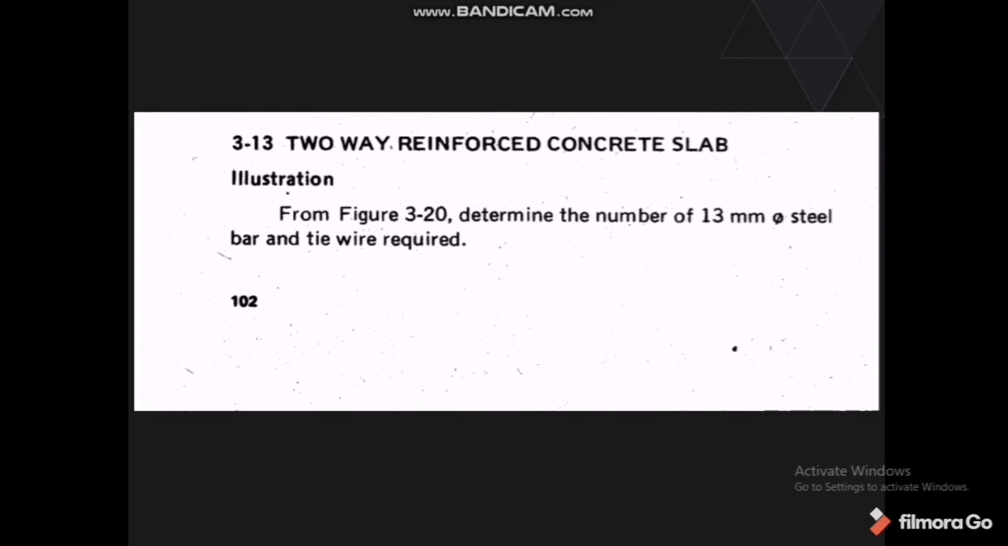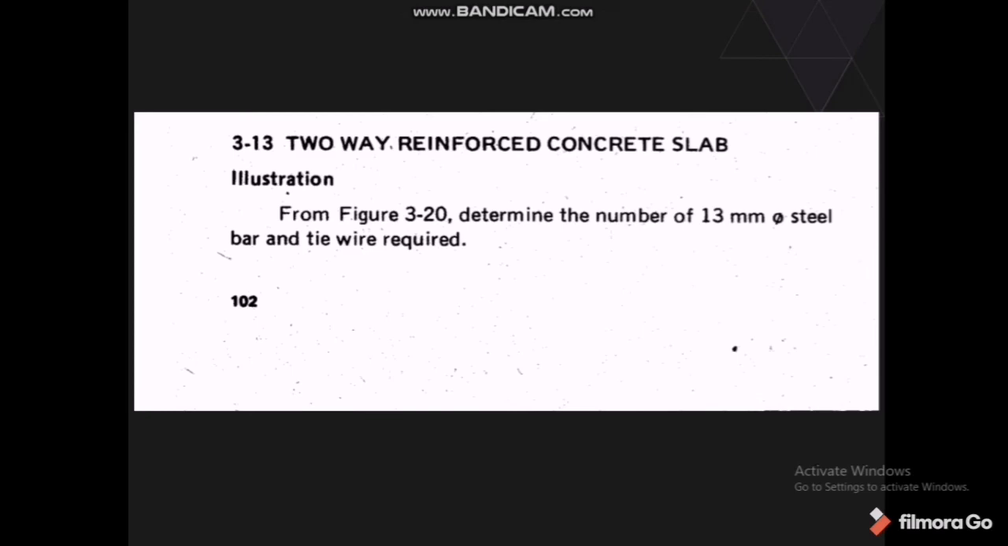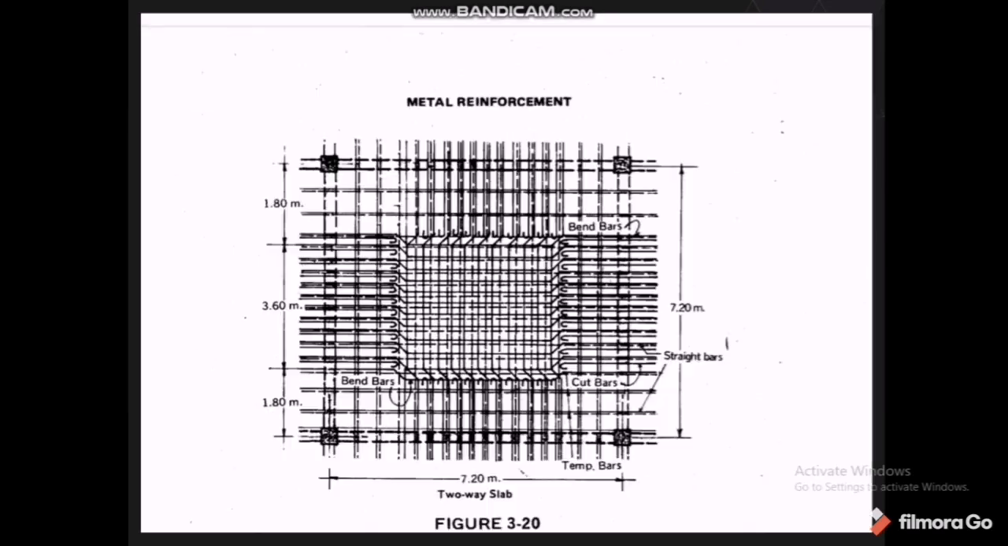Two-way reinforced concrete slab. Before it was one way, then now it is two-way reinforced concrete slab. From figure 320, this is figure 320. Determine the number of 13 mm steel bar and tie wire required.